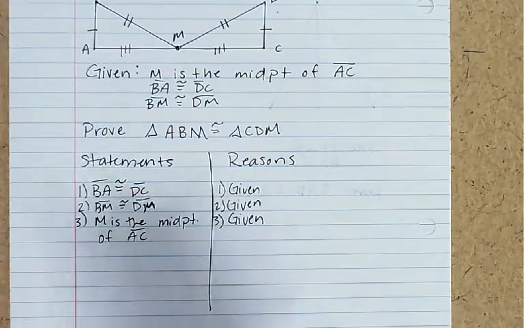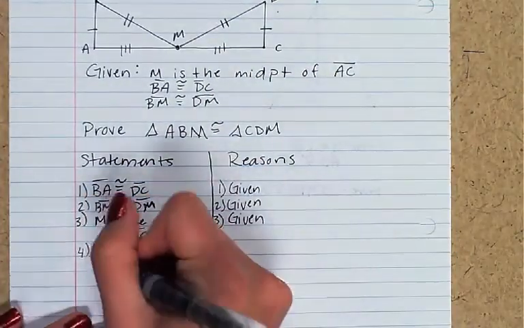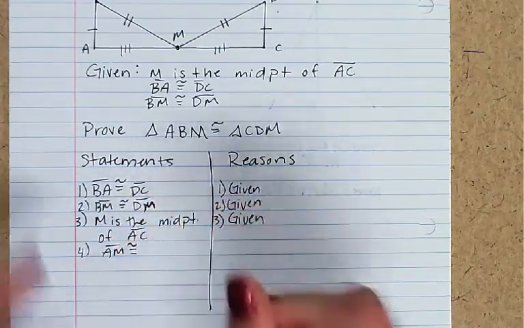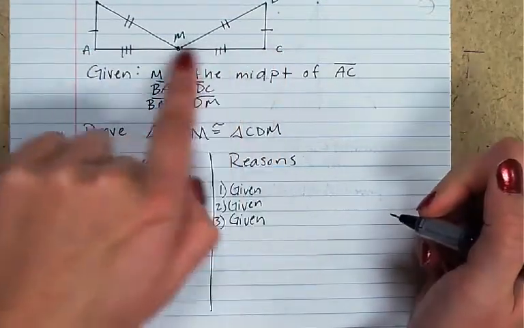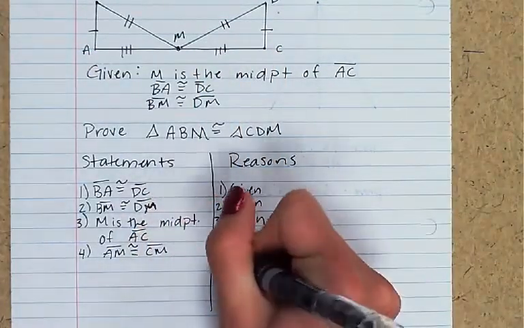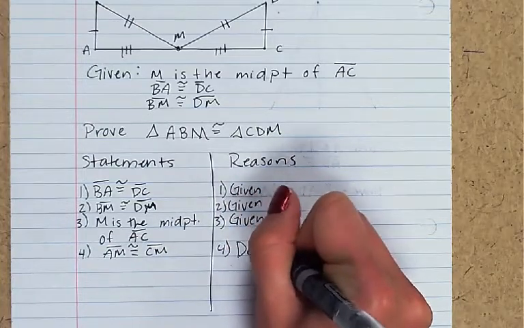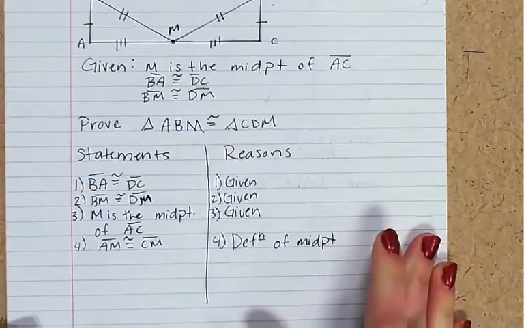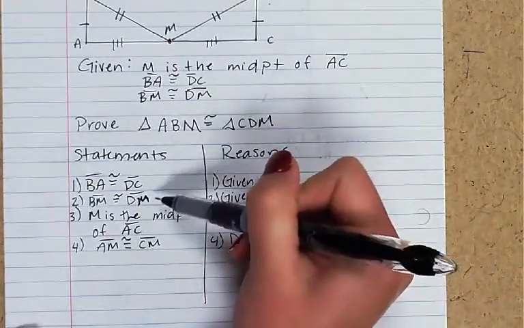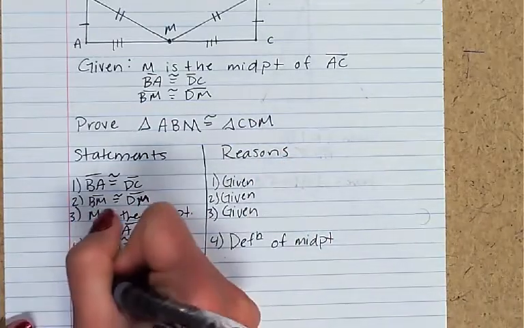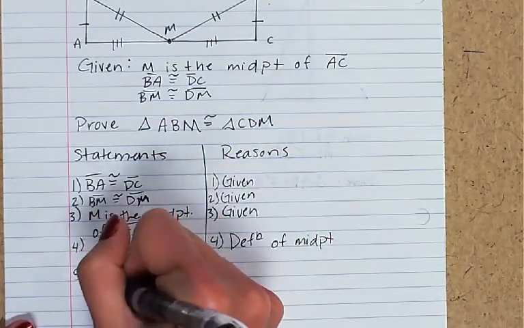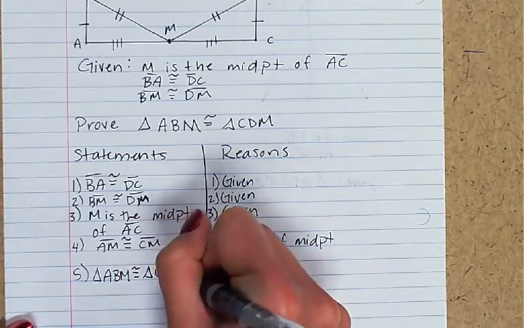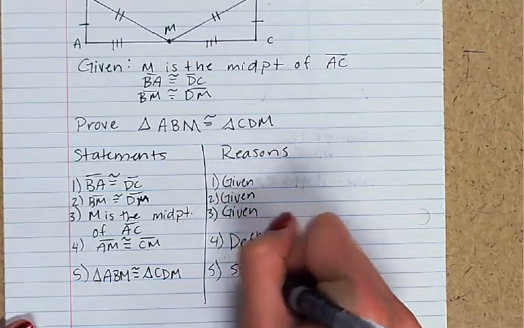From this, I can conclude that AM is congruent to, remember order matters, so AM congruent to CM, because that's the definition of a midpoint. That's what it means to be a midpoint. It's going to cut it perfectly in half. Okay, so now I have three things. I have the three sides, and I can be done. I can now say that triangle ABM is congruent to triangle CDM by side, side, side.